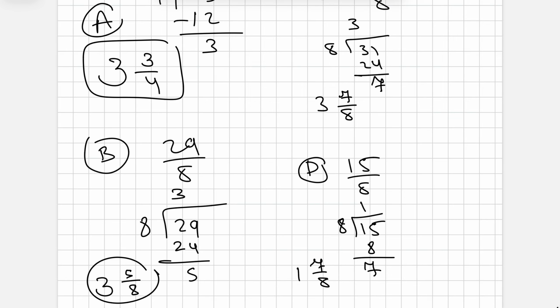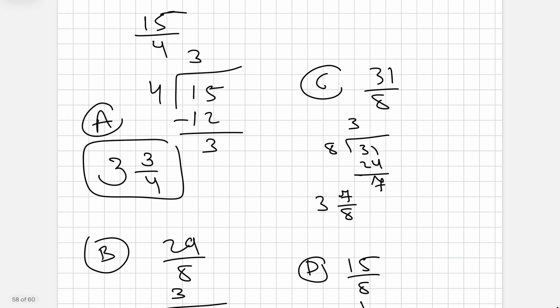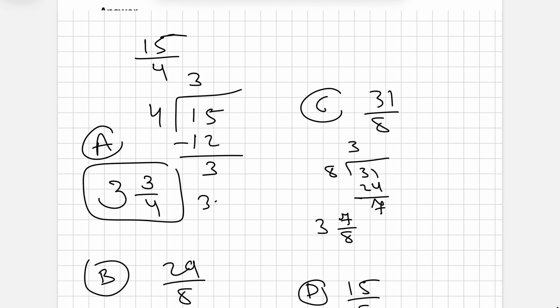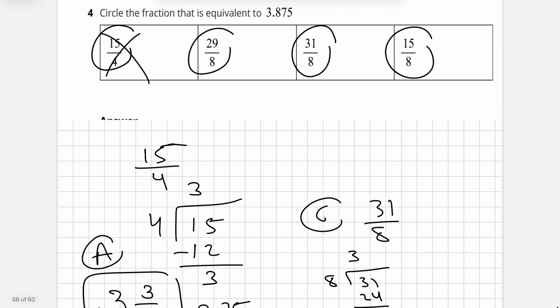Which one is which? We need to decide which one is which: is it 15 over 4, or 29 over 8, or 31 over 8, or 15 over 8? Let me tell you something. The first option is 3 3/4. 3/4 is 0.75, so it means 3.75. Therefore, it's cancelled.